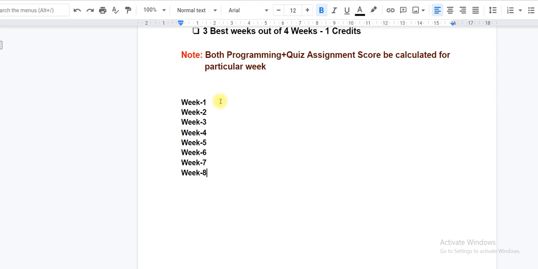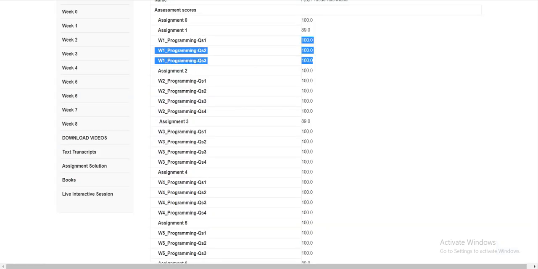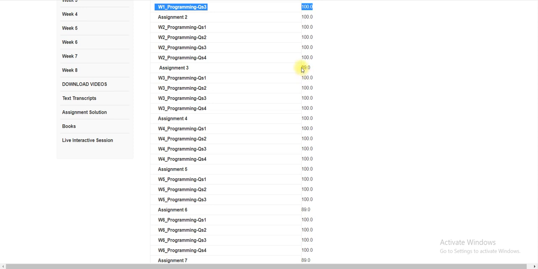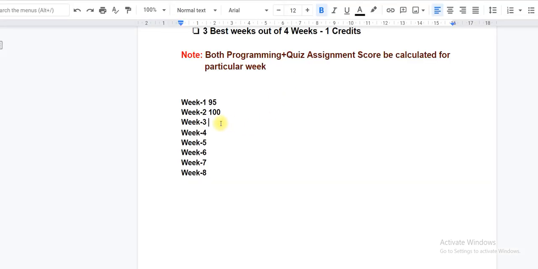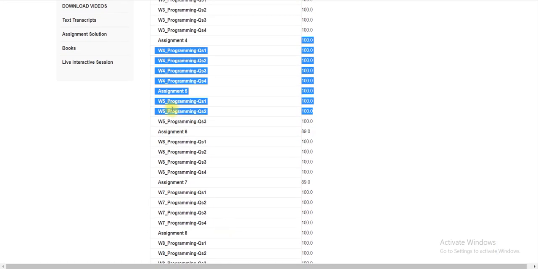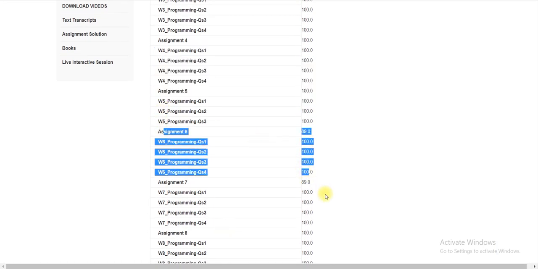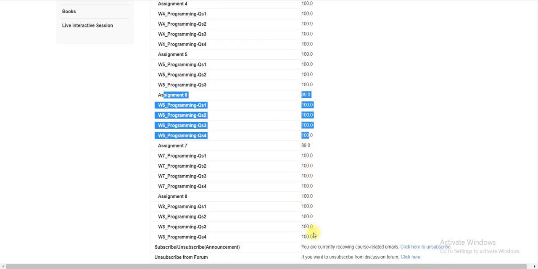Right. So in week 1 our score is 95, in week 2 our score is 100. Okay, I am calculating here. In week 3 you can see our score is 95, in week 4 our score is 100, in week 5 our score is 100. Let me put it. So here week 3 is 95, week 4 is 100, and week 5 also our score is 100. Okay, coming to week 6 our score is 95, week 7 is 95, and week 8 is 100.